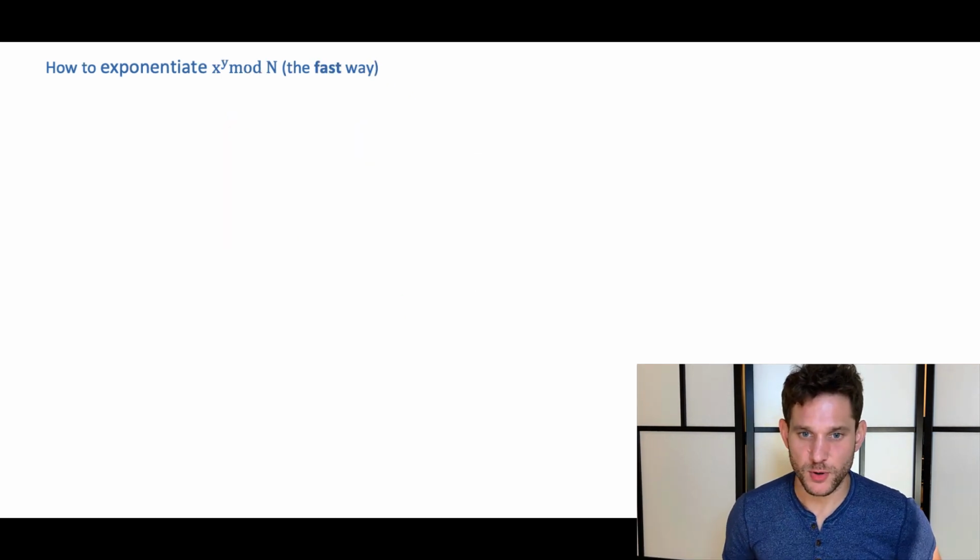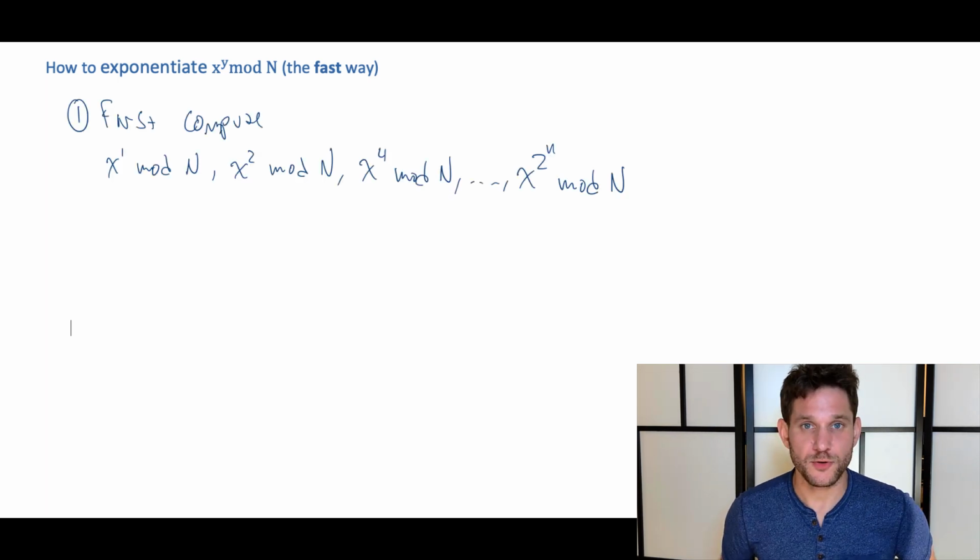Okay, so now we're going to do a faster method for exponentiating x to the y mod n. First things first, we compute x mod n and then x squared mod n. Remember, we can get x squared mod n by simply multiplying x times itself and then taking that mod n. To get x to the fourth mod n, we simply square x squared mod n and then take the remainder upon division by n. And then to get x to the eighth mod n, we simply square x to the fourth mod n, and again we take the remainder upon division by n.